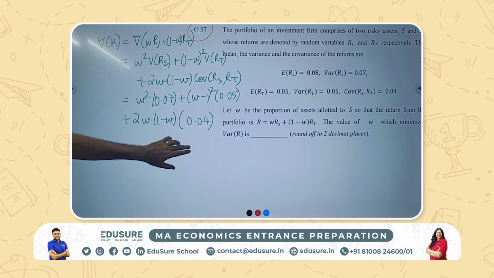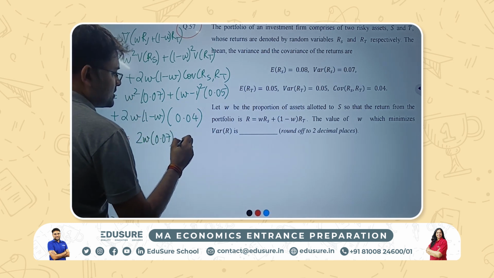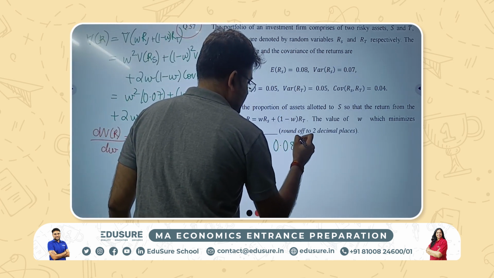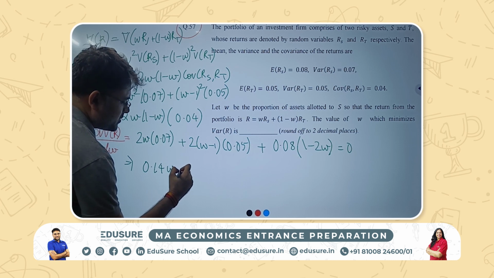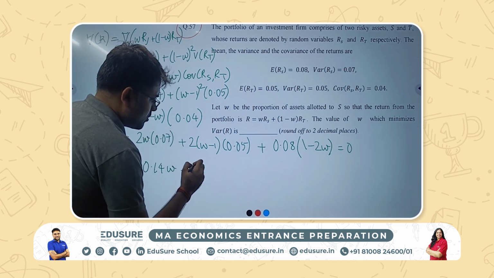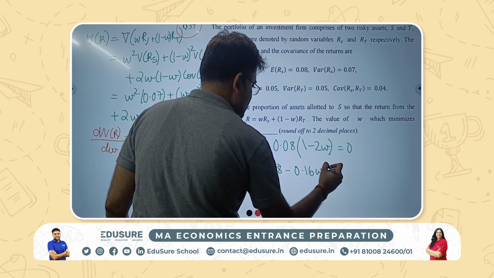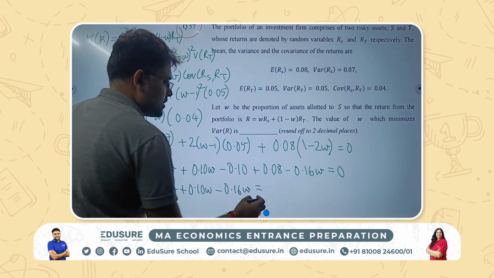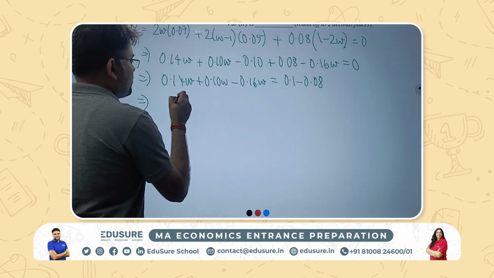Now for the value of W which minimizes variance R, we need to differentiate, so dV/dW is what we need to do. If we differentiate, what do we find? 2W into 0.07 plus 2(W minus 1) into 0.05 plus 2 into 0.04, which is 0.08, times the derivative of (W minus W square), which is 1 minus 2W. First order condition equal to 0. So 0.14W plus 2W into 0.05, so plus 0.10W minus 0.10 plus 0.08 minus 0.16W. So 0.14 plus 0.10 minus 0.16 is equal to 0.10 minus 0.08. So this is now equal to 0.08W equals 0.02.